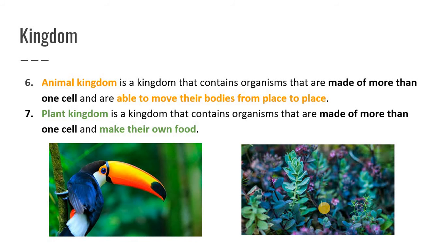Again, I would like to emphasize we are only learning about the animal kingdom and the plant kingdom. The animal kingdom refers to a kingdom that contains organisms that are made of more than one cell and are able to move their bodies from place to place. Whereas the plant kingdom contains organisms that are made of more than one cell, and in order to fit into the plant kingdom, they must be able to make their own food.